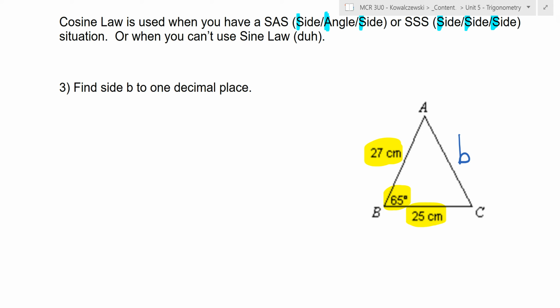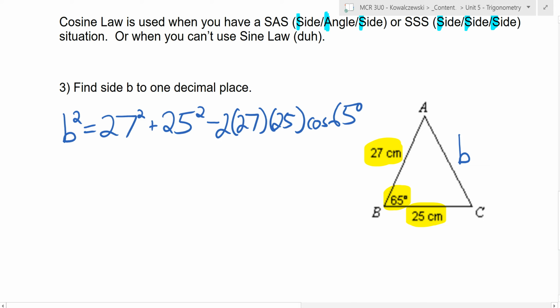Now what I do at this point is take the two sides that I have and add up the squares of them. So 27 squared plus 25 squared minus 2 times the first side times the second side times cosine of whatever angle B was, which is 65 degrees. Just like before, we want our answers to be as exact as possible, so I'm not going to type this all in and get a decimal value. We're just going to think ahead: what would you actually do with that number? Well, this tells us what b squared is.